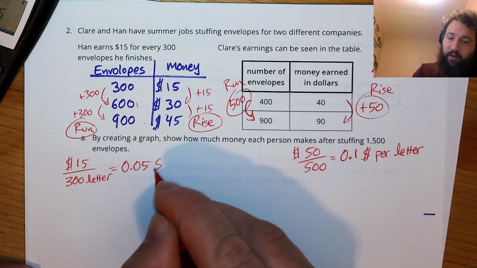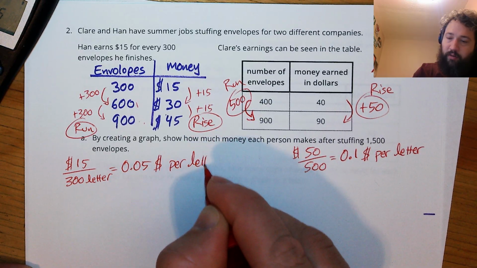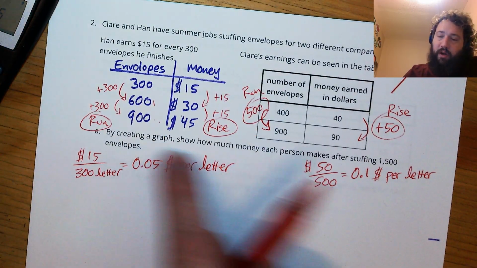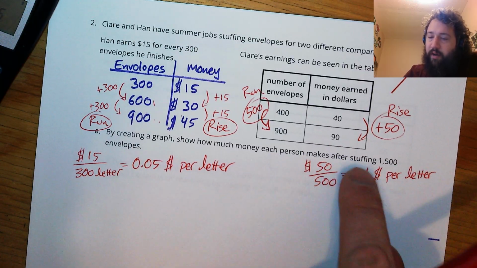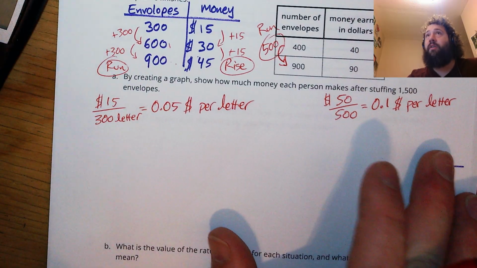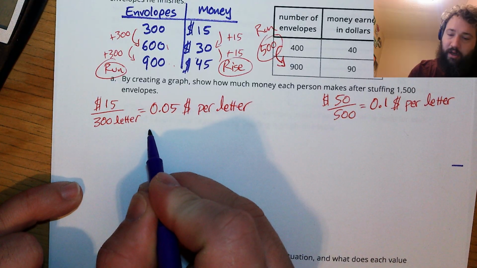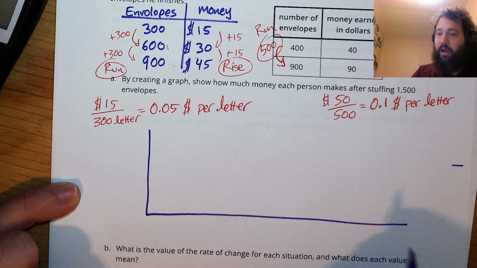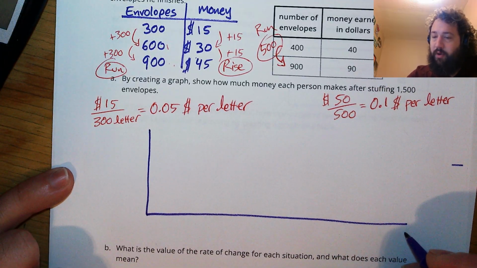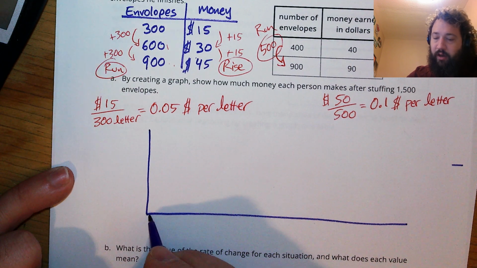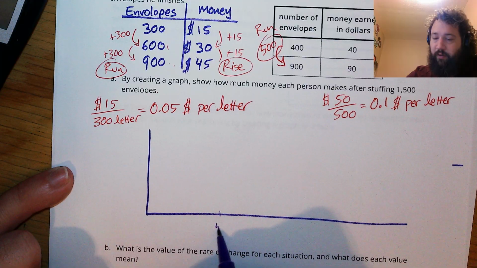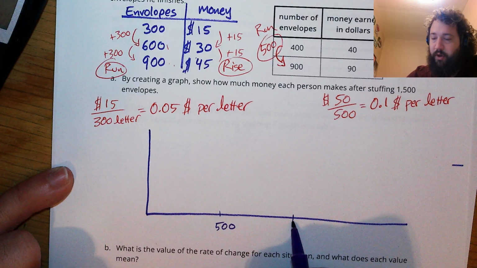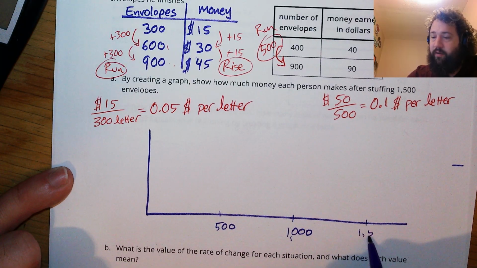0.05 dollars per letter. Okay, now they want us to create a graph to show how much each person makes after stuffing 1,500 letters. So let's go ahead and start our graph here. On the bottom, let's put our envelopes. So I know I have to get up to 1,500, so let's jump by 500s. So this could be a 500, and then this same jump here could be 1,000. And then I could have another jump over here, be 1,500. And this is my envelopes.